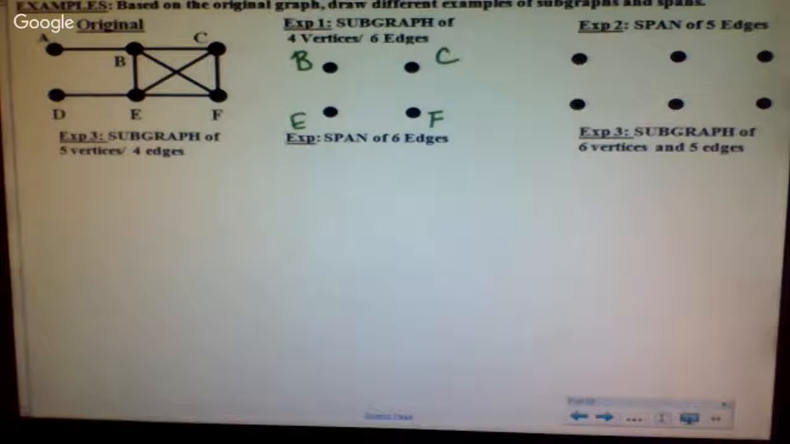So again, 6 edges. Well, I have an original one that connected B to C, so I can connect B to C. I had an original one that connects B to E, so I can do that. E to F, F to C. And then you add the 2 in the middle, C to E and B to F. So this would be an example of a subgraph that has 4 vertices and 6 edges.